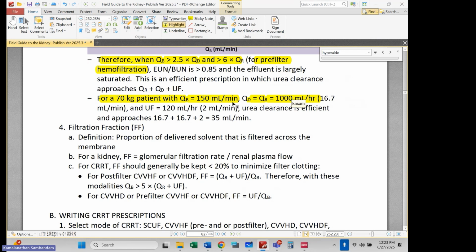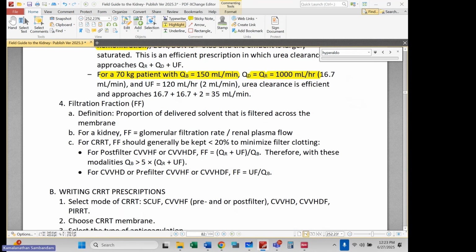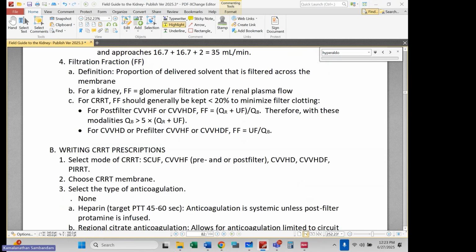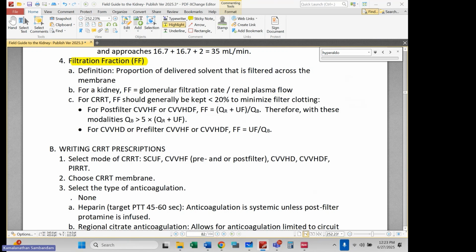Dividing by 60 to get it into mils per minute, multiplying times 6, the net mathematical operation is divide by 10. So that's a quick check, right? Divide by 10 is drop a zero. So for 1,000 mils per hour of replacement fluid flow rate, 100 would be enough blood flow rate to be 6 times my replacement fluid flow rate. Okay? So quick and dirty at the bedside. Filtration fraction, we already talked about.